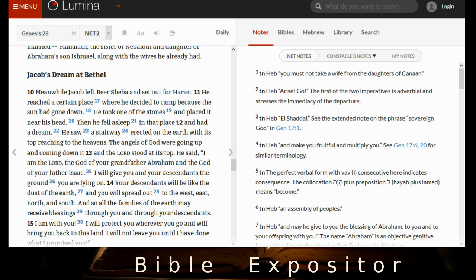I think there at least was a NETS Bible with an S for Septuagint, but I haven't been able to find it lately. So I don't know if they discontinued that or what, but still the notes are very valuable.